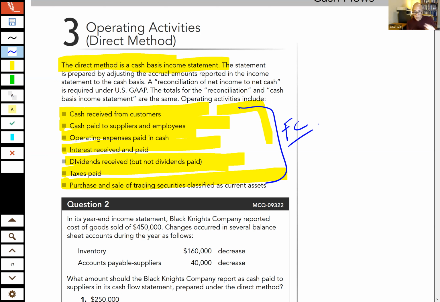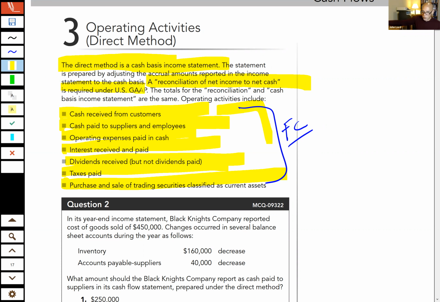Now look, both direct and indirect, the cash provided by operations is going to be the same number. It's just how we display that information under the operating section. Under the direct method, we don't start with net income and reconcile. We simply give you the cash provided or used in each one of these categories.